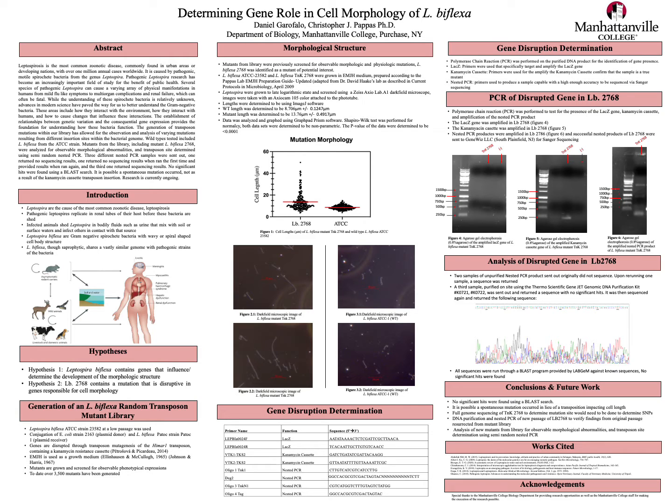All three products of each respective PCR reaction came back positive for the presence of the specific gene targeted for amplification. Two samples of an unpurified nested PCR product originally sent out for Sanger sequencing did not sequence. When one of them was rerun, a sequence was returned. A third sample, purified on-site, was sent out. When it was rerun, the sequence shown under the analysis of disrupted gene in LB2768 was shown.